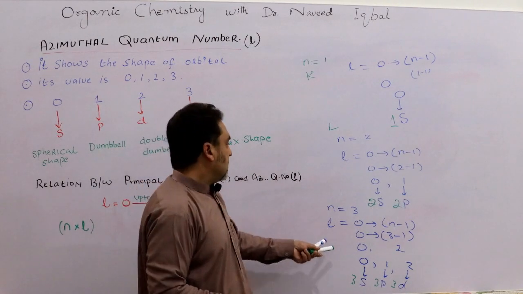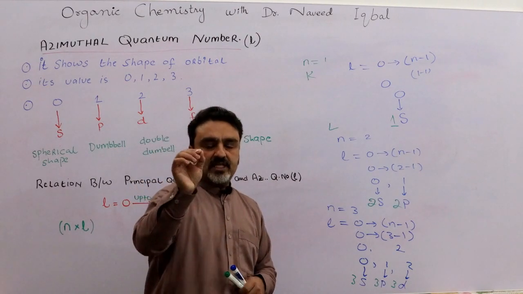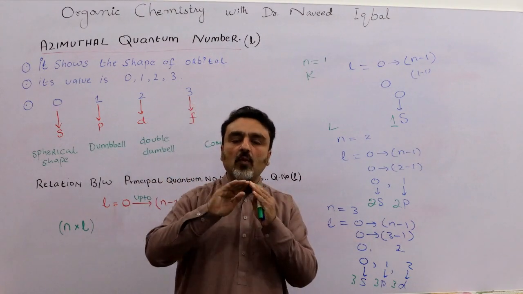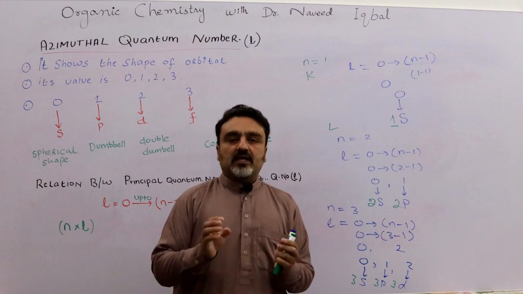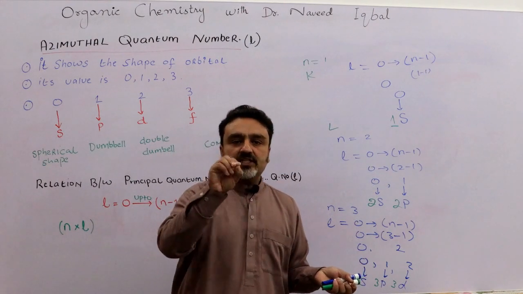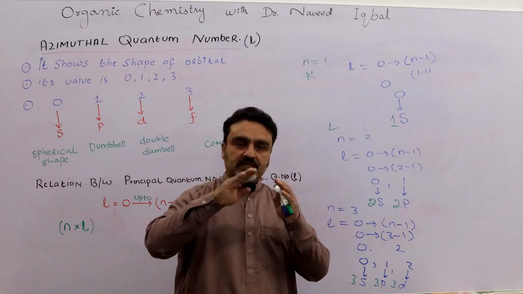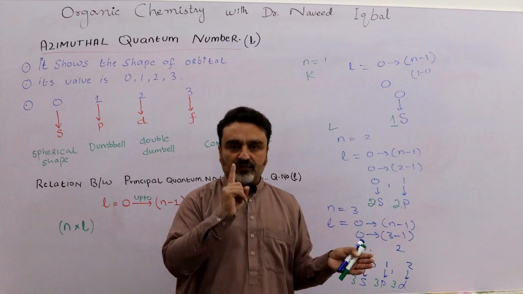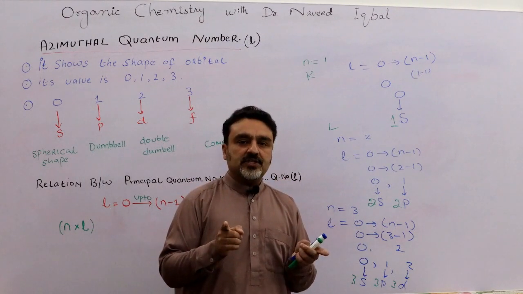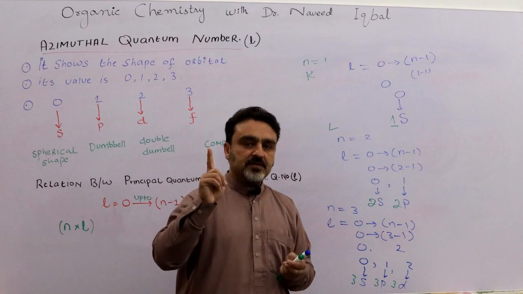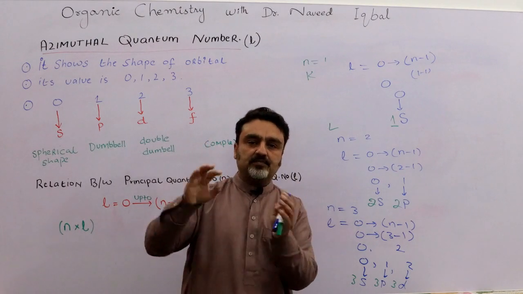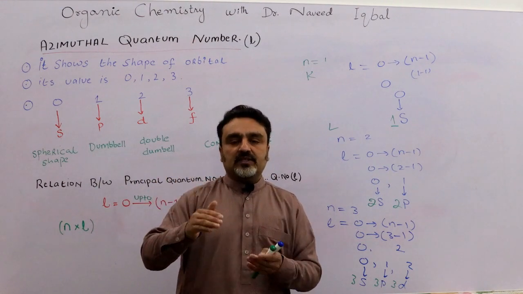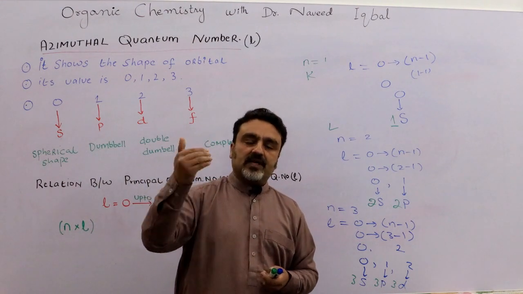So these are the information which the azimuthal quantum number tells us. In conclusion, the azimuthal quantum number tells us how many shapes are present in a particular shell. There is one shape present in the K shell, or energy level 1. There are 2 shapes present in energy level 2. There are 3 shapes present in energy level 3, that is s, p and d. How many p's, how many s's will be given by the magnetic quantum number.